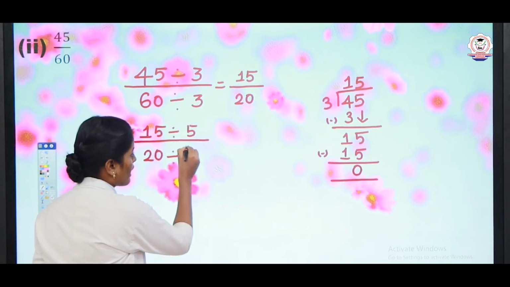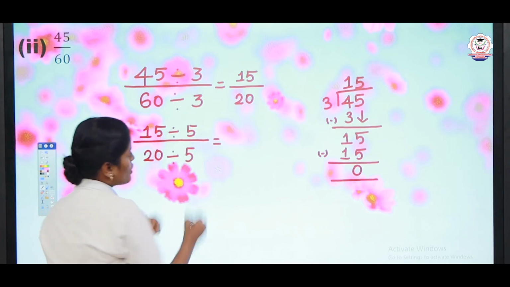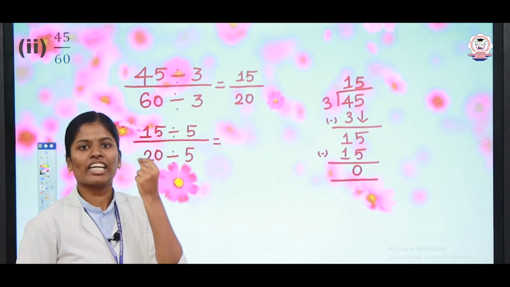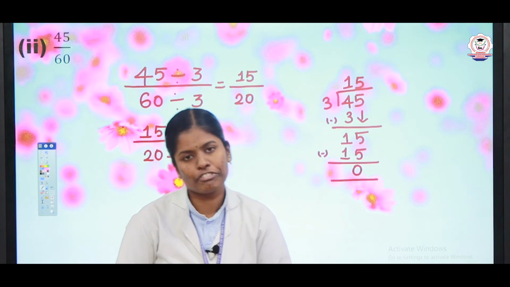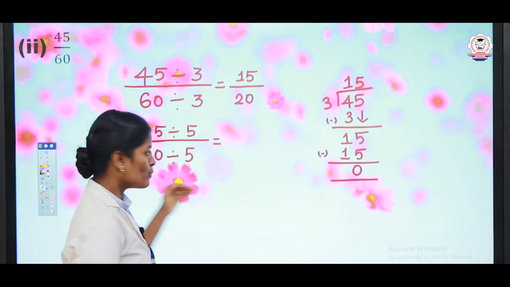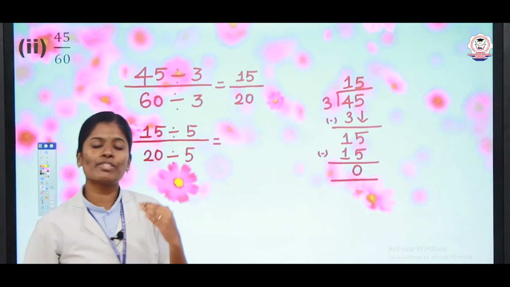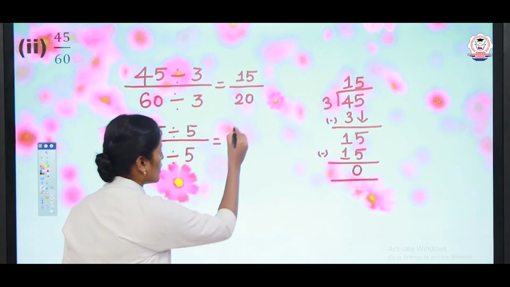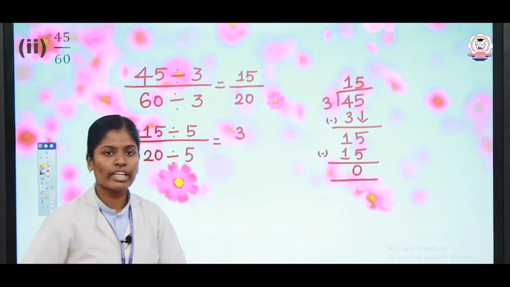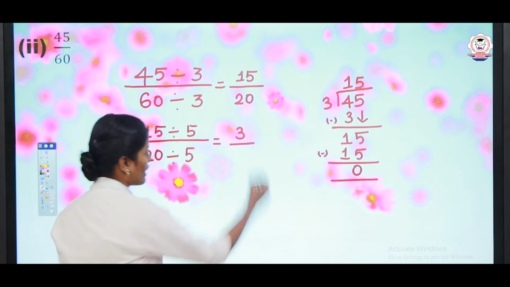So, take 5 and then 5. So, 5 table of 15? Yes, 3 5s are 15. So, here the dividend value is 15, the divisor value is 5, the quotient value is 3. Write the answer 3.